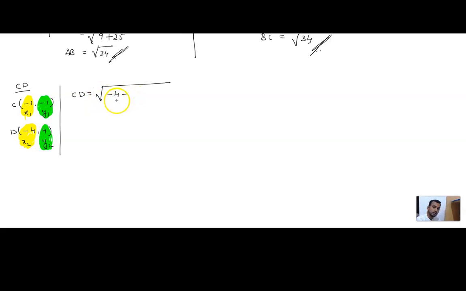What is x1? Minus 1. So one more minus we are getting. So we write in bracket minus 1 whole square. Remember, x2 minus x1 whole square plus y2, that is 4 minus y1, which is minus 1. So we write in bracket whole square. It is completely under square root. So root of x2 minus x1 whole square plus y2 minus y1 whole square.